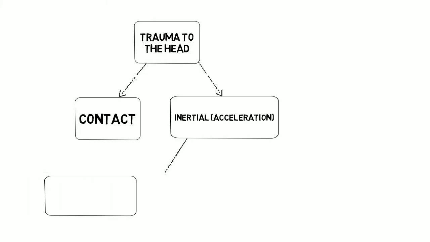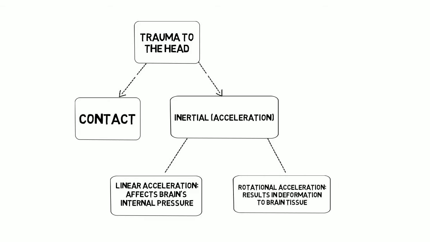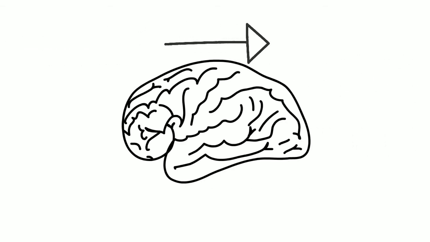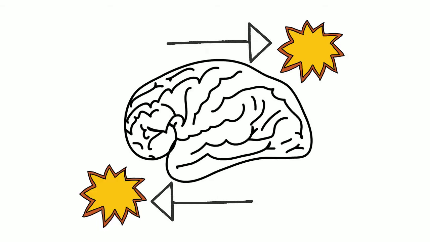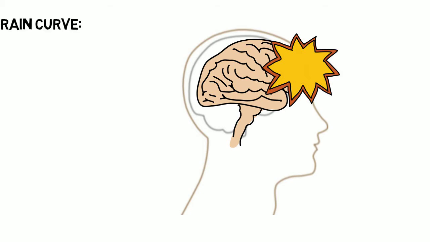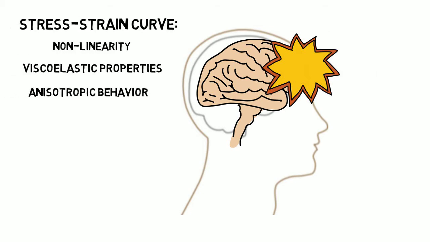Inertial forces can be further broken down into trauma due to linear acceleration, altering the brain's internal pressure, and into rotational acceleration, which results in deformation to the brain tissue, twisting the brain's axons and tissues. Concussions follow rapid rotational acceleration of the head, leading to shear forces acting on the brain. Due to this deformation, the brain tissue stress-strain curve shows nonlinearity, viscoelastic properties, and anisotropic behavior.